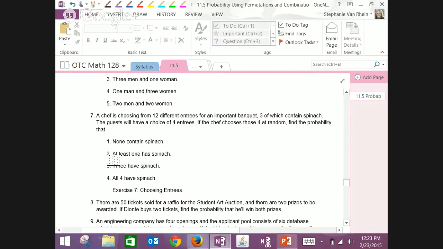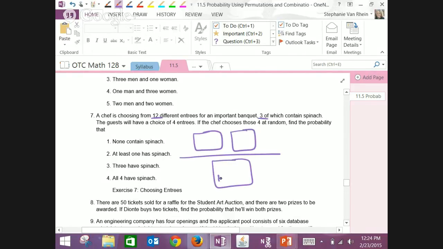Be careful with that. We're choosing from 12, and 3 of them have spinach. So it's kind of categories: this is how many have spinach and this is how many don't, over how many we're totally picking. It doesn't matter that the guest is picking 4 and the chef is picking 4. You still have the same outcome. There's 12 total, and you're picking 4.